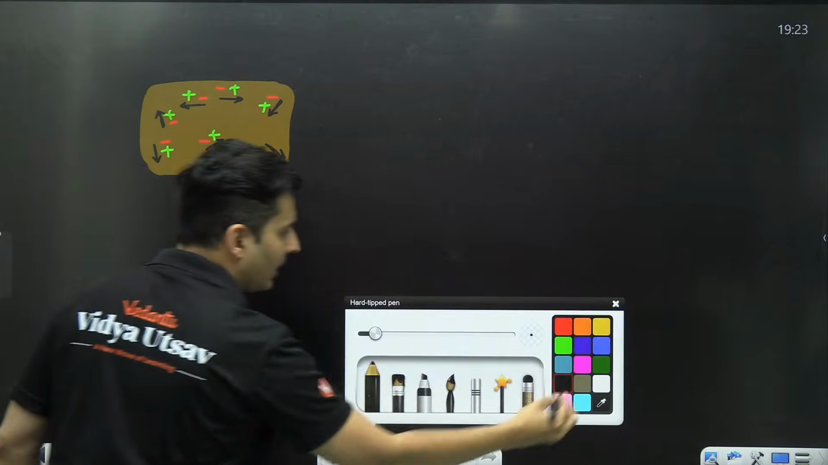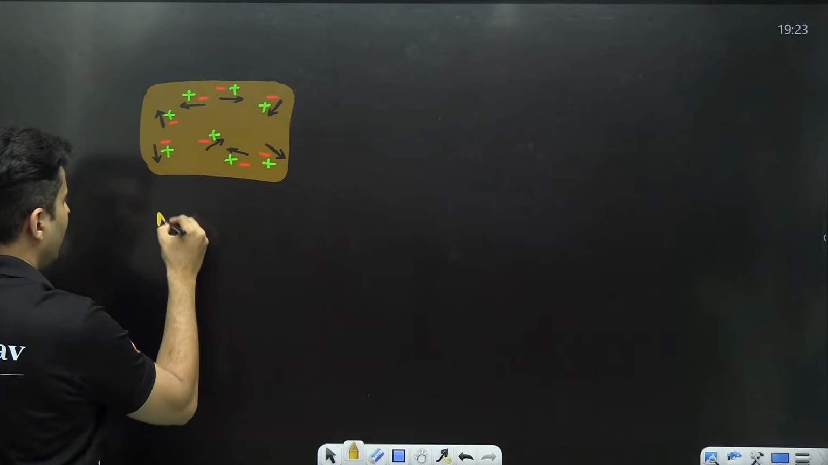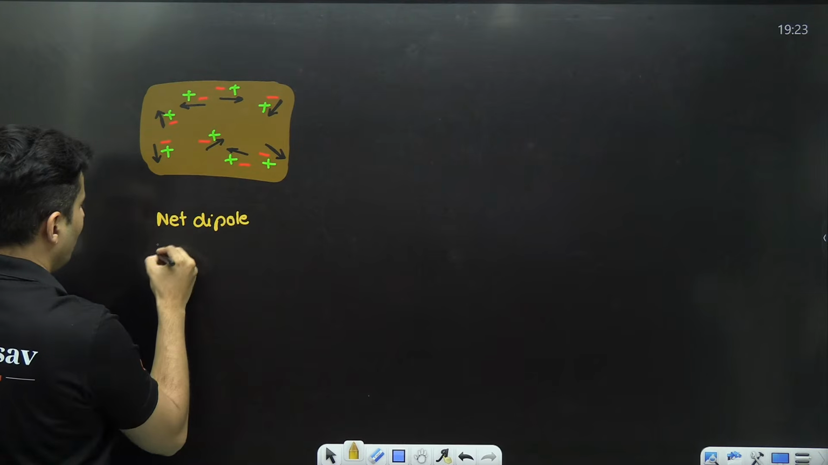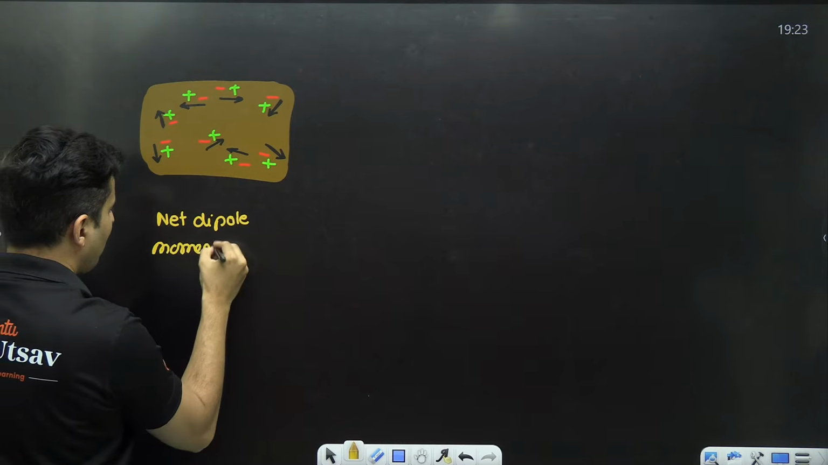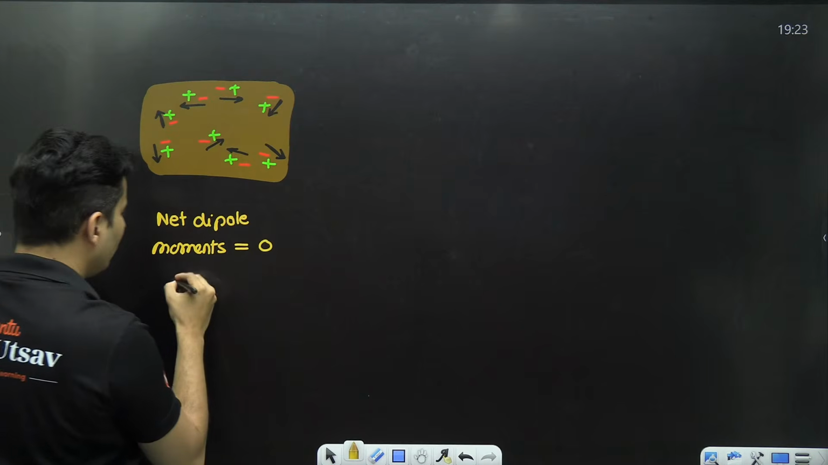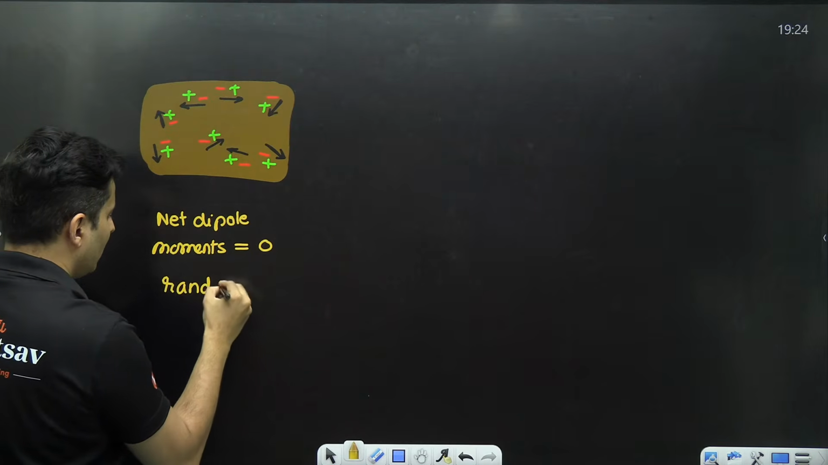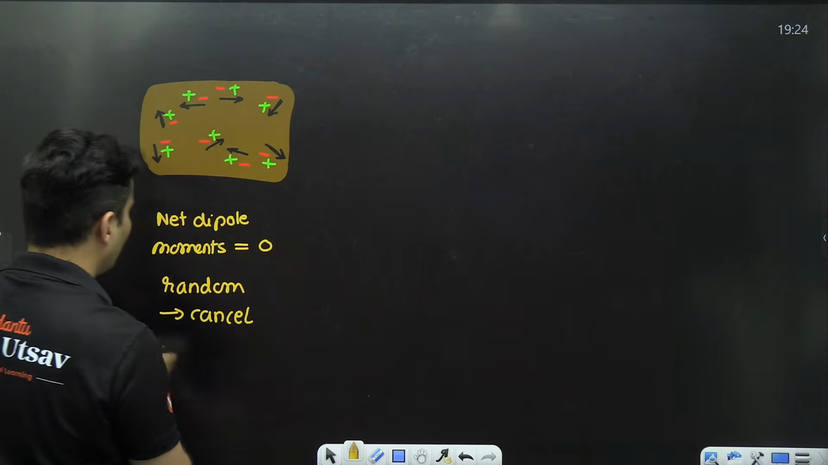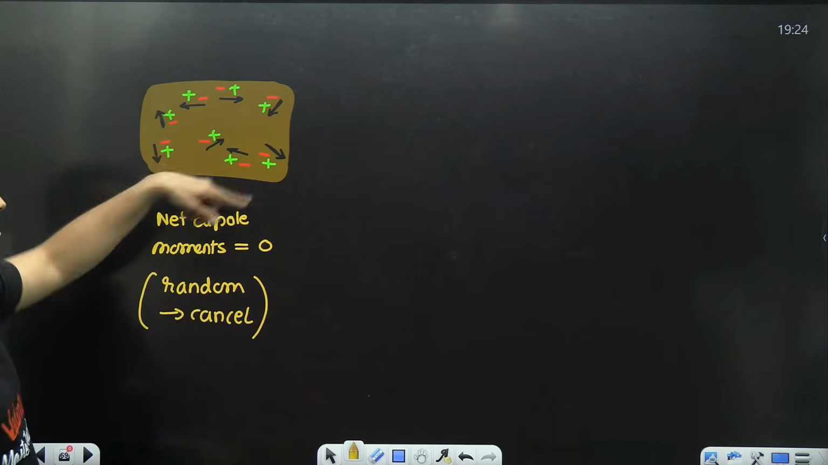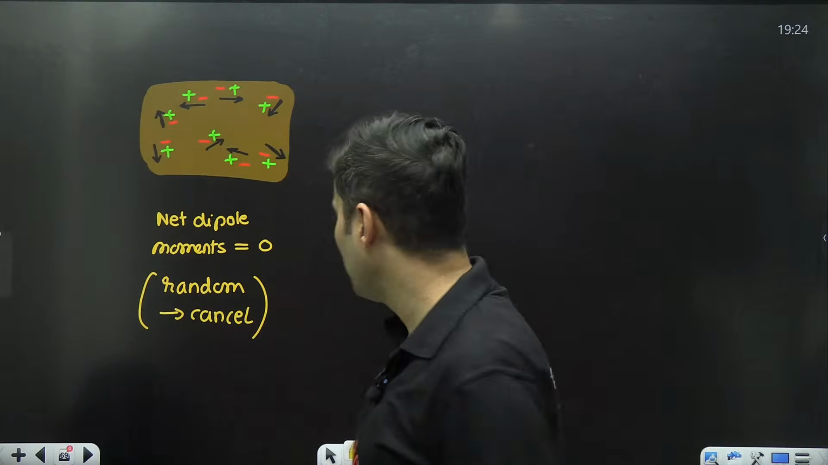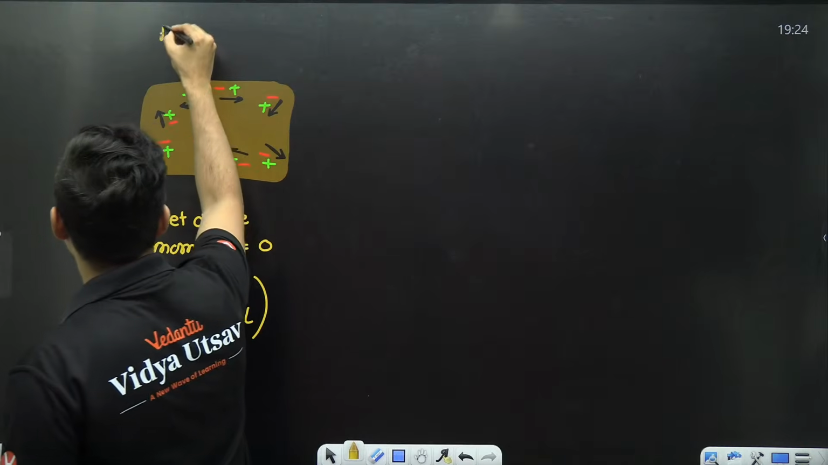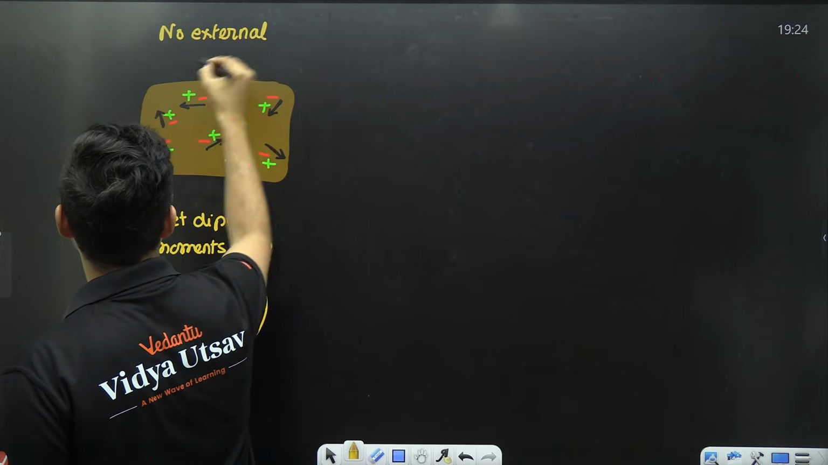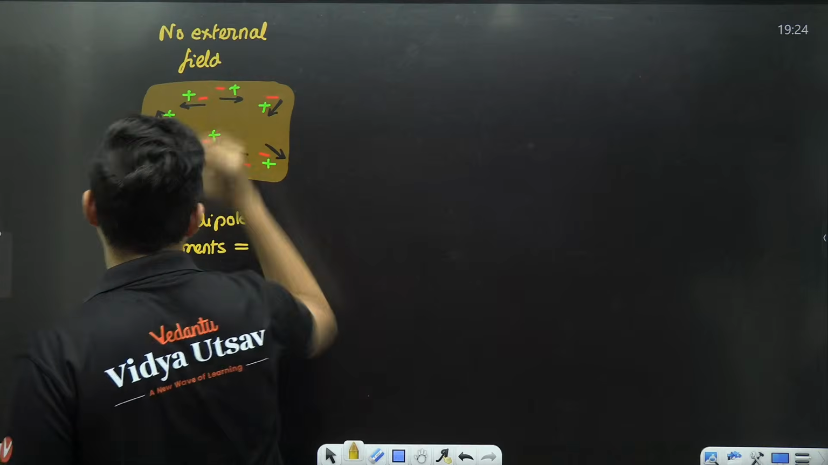So can I say that the net dipole moment is equal to 0 due to the randomness and cancelling nature? Yes, they are randomly oriented and they are cancelling out each other. And what is this scenario? When there is no external electric field.